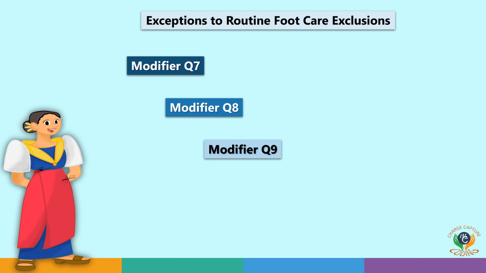To be in compliance with our coding guidelines, we append this Q modifier to our CPT code, either 11055, 11056, or 11057. We can also append this Q modifier to 11720 and 11721 CPT codes.